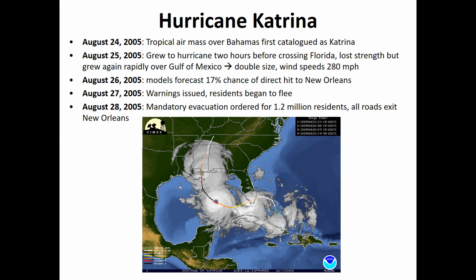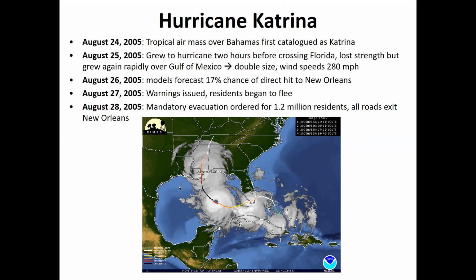On August 24th, a tropical air mass over the Bahamas was first cataloged as Katrina. And then on the 25th of August, it grew to a hurricane 2 hours before crossing Florida. While over Florida, it lost some strength, but began to grow again rapidly after it passed over Florida and was over the Gulf. And it actually doubled in size, increasing its wind speed to 280 miles per hour. August 26th, models forecast a 17% chance of a direct hit to New Orleans. August 27, warnings were issued, residents began to flee. August 28th, there was a mandatory evacuation, which ordered 1.2 million residents to evacuate.